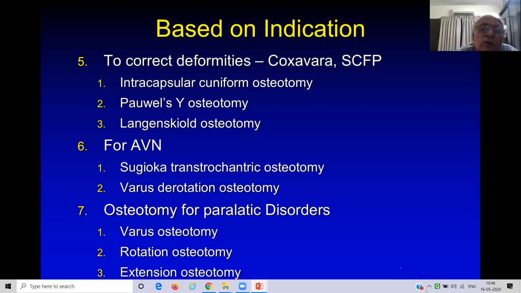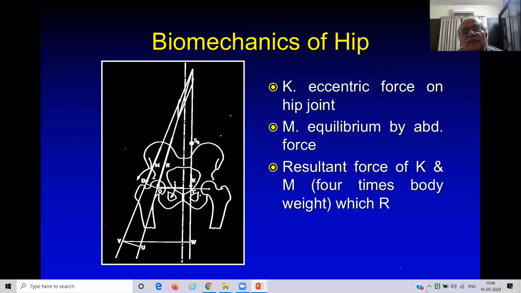Then we do it for paralytic dislocations, like varus derotation or extension. Polio, especially extension osteotomy, was very common for unstable hips. So that is one for paralytic, for avascular necrosis, for correction of deformities. So let us discuss something on this biomechanical principle. This is a very important slide. We will take some time in this discussion.